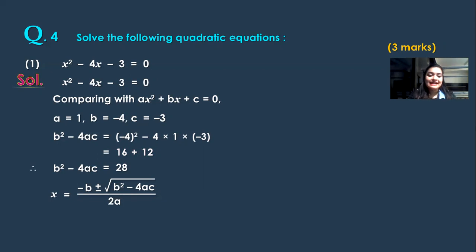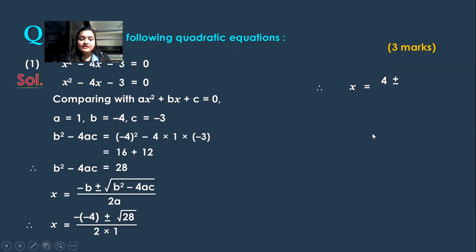Now guys, I'll replace the values. Minus will be as it is. B will be replaced by minus 4. Root of b square minus 4ac will be replaced by 28. 2 into a will be replaced by 2 into 1. Minus minus will be plus. Plus minus root of 28. It can be factorized as 4 sevens are 28.